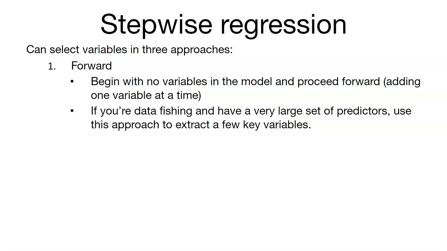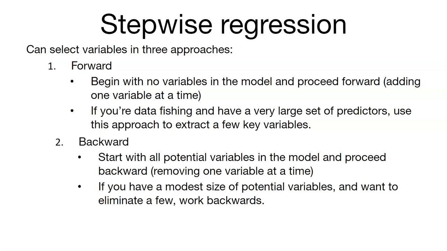So there are a couple of ways you can step through all the variables in your model. The first is what we call forward regression. Here we begin with no variables in the model, and we move forward, adding one variable at a time. So you can think about adding another variable each time and then comparing it to that alpha to enter and alpha to remove value. So if you're really just data fishing, you've got, say, a very large data set, you've got a lot of predictor variables, you can use this approach to find a few key variables that might influence your response variable of interest.